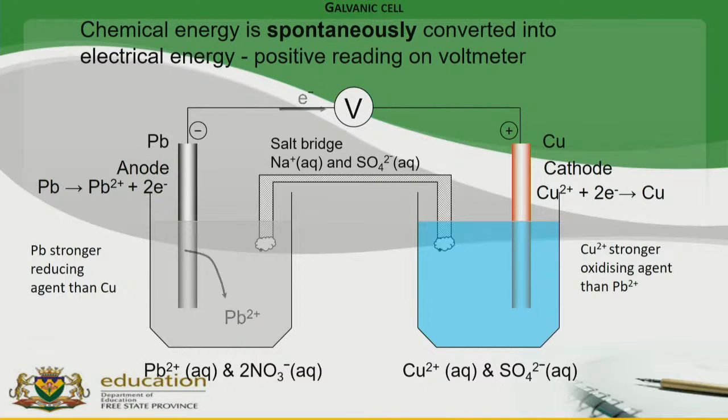Now we can see that the reaction can occur. It means at the end of this whole process, there will be a reading on the voltmeter. Fine. This chemical energy is spontaneously converted to electrical energy. That's why there will be a positive reading on the voltmeter. And when you are expected to calculate the EMF of the cell, you will see that the answer that you'll get there will be a positive answer, showing that the reaction is spontaneous. Fine.